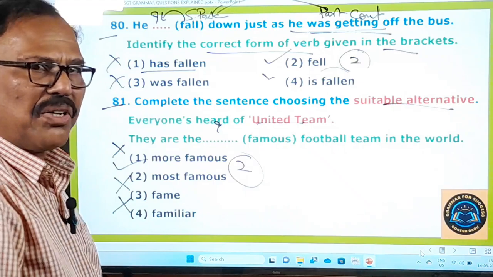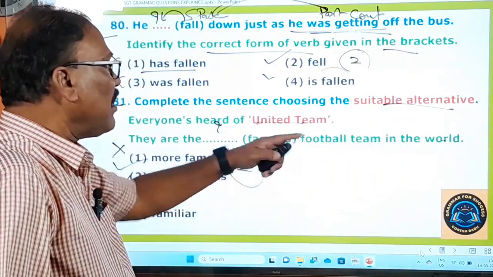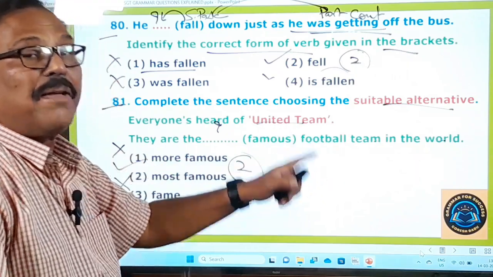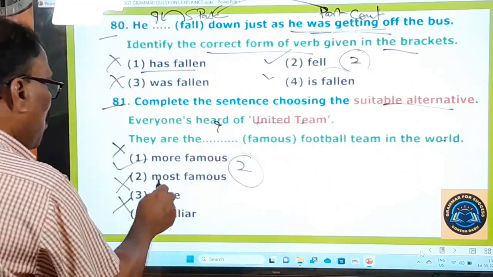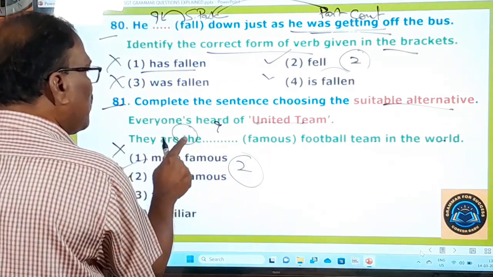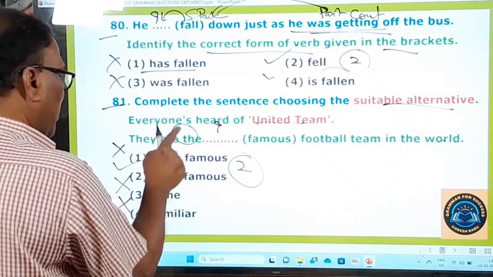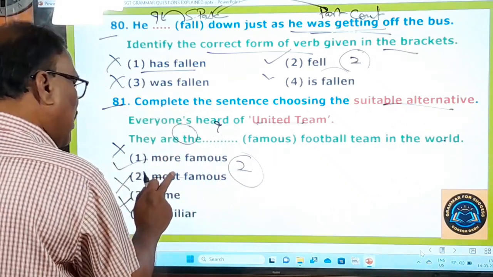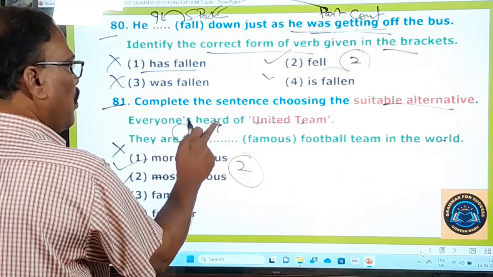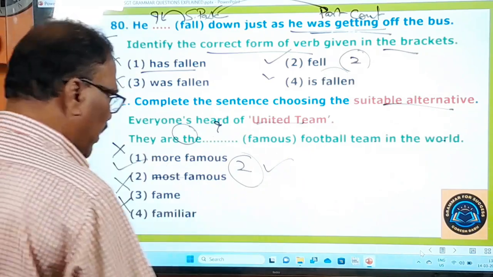Dash famous means what? That is the only football team in the world. The famous football team in the world means there must be only one football team. That's why the definite article is given here. It is always used before the superlative degree adjective: the most famous. Therefore, the second one is going to be the suitable alternative for this blank. So your answer is going to be the second one.